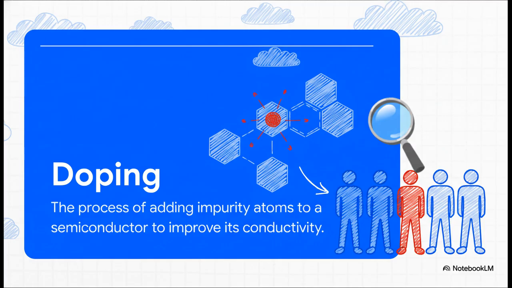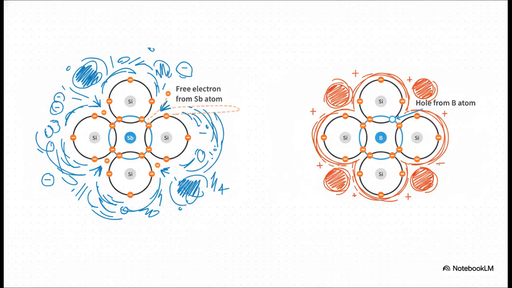It's like adding one special player to a sports team that completely changes the way they play the game. And there are 2 main ways to do this. On the one hand, if we add an impurity that has 5 valence electrons, like antimony, we end up with an extra free electron just hanging around. We call this N-type for negative.